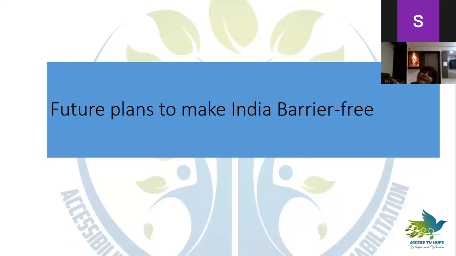Future plans: lots and lots needs to be done when it comes to accessibility. Accessibility is one of the things which is totally ignored by the government of India, even at the local levels, even in a city like Mumbai. I want to make all the footpaths in Mumbai accessible.